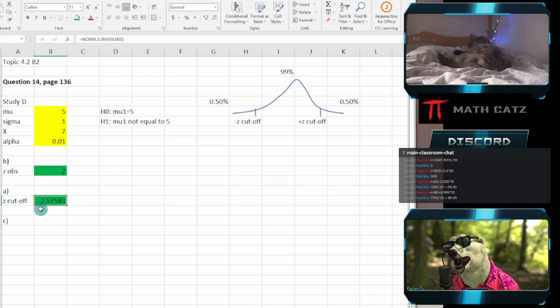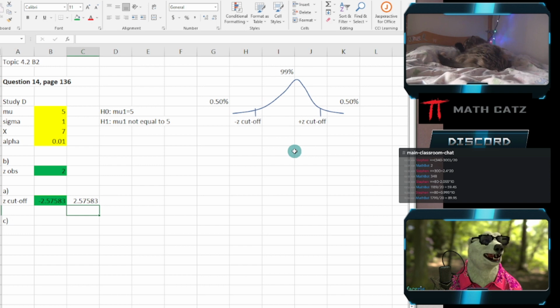So the z cutoff is negative 2.57583. My book didn't have space for that. And the other one, I'll just type it in, 2.57583. I have two sides to it, right? Because it's a two-tailed test.